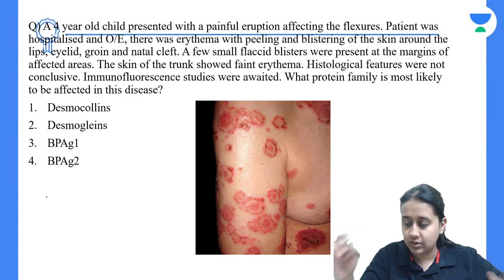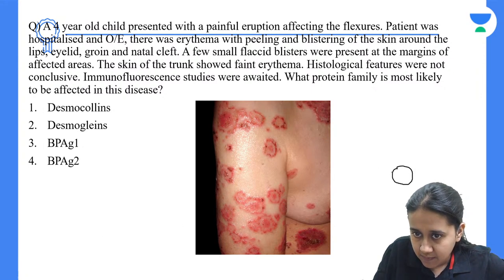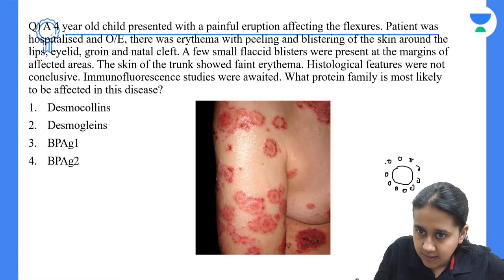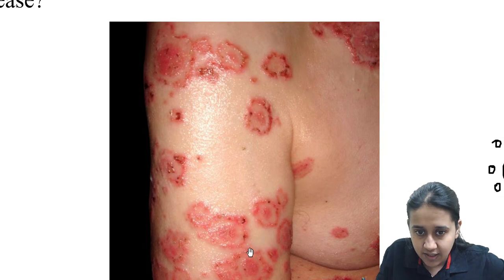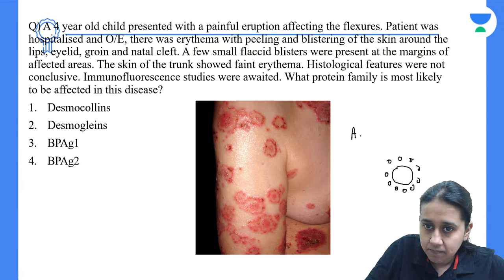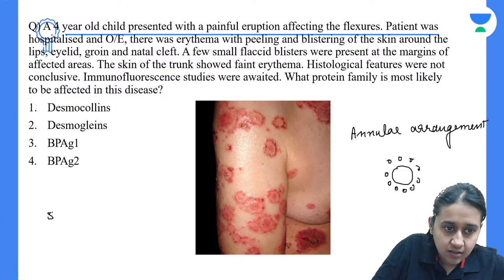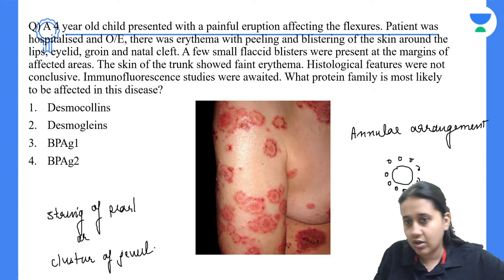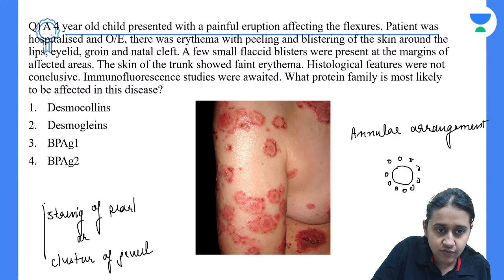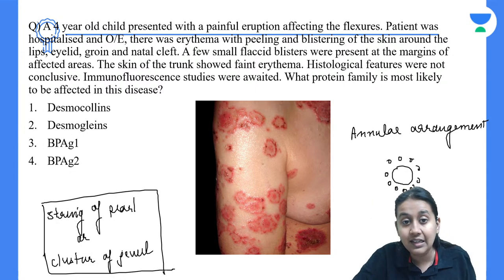Now here I want all my students to kindly look at the image. If you look at the image, you will see that there is a bulla which is surrounded by multiple small blisters like this. Let me just zoom it for you. Can you see there is a large bulla and there are multiple small vesicles? Can you see this annular arrangement of the vesicles? This annular arrangement is known as string of pearl or cluster of jewel appearance, which is a very, very classical feature of linear IgA disease.